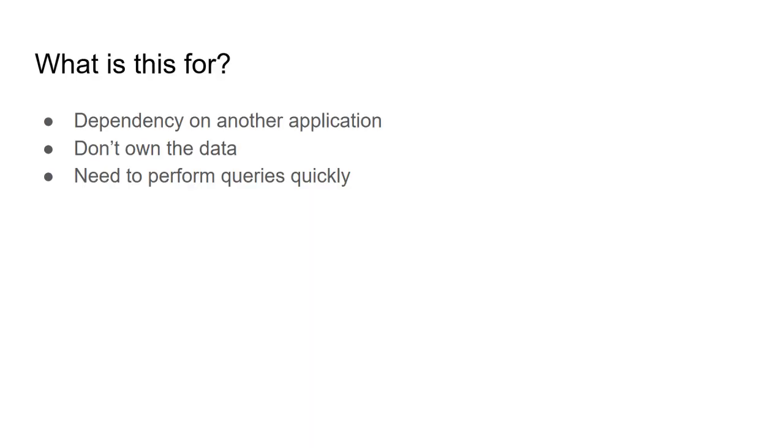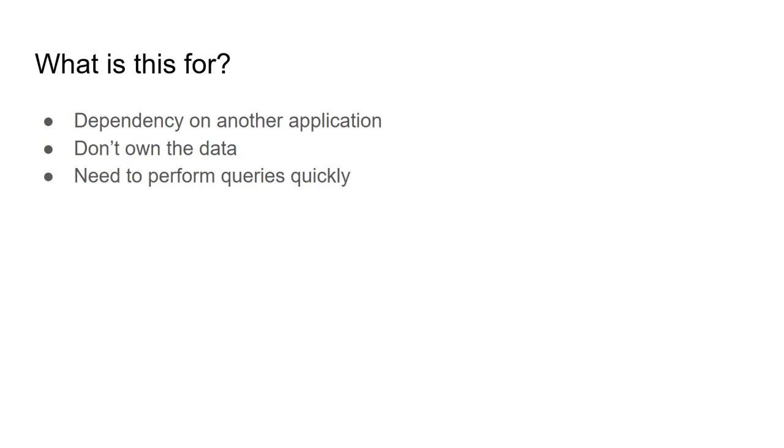What do you do if you have a part of your application that requires some extra data that lives in a different application and you need to perform expensive queries, filtering, sorting? What do you do if keeping the data in that other application is too slow? Well, you can replicate the data into your application, and today I'm going to be talking about some of the practicalities of getting that to work.